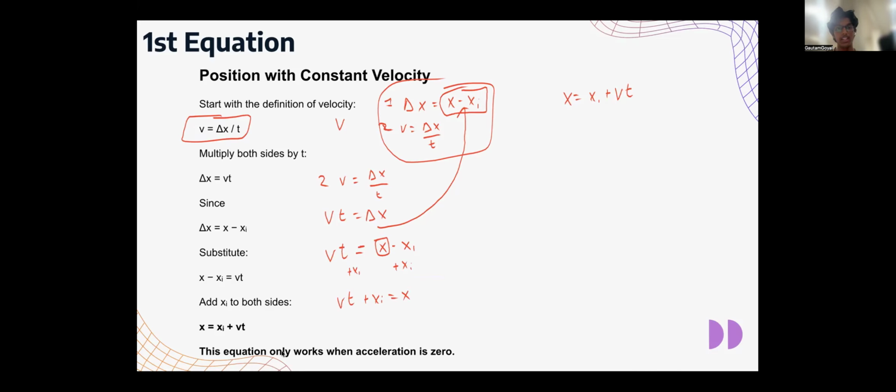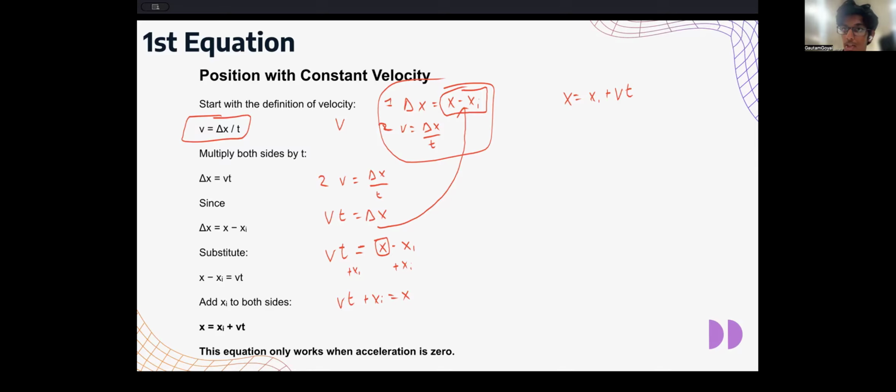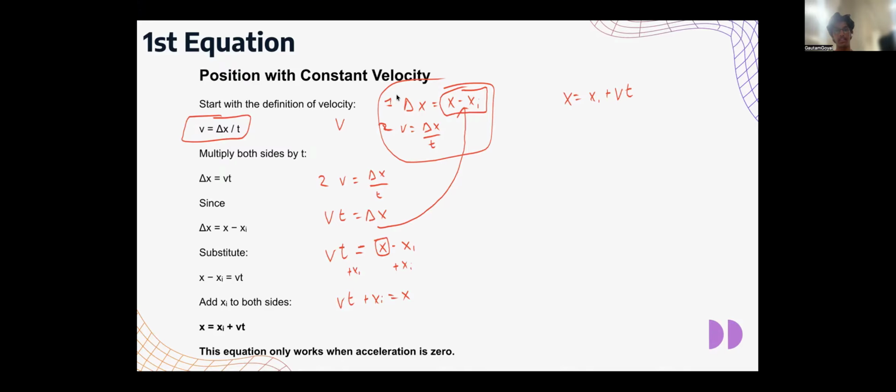Tell me if I went too fast there. I can cover this again. Does this kind of make sense to you guys? Feel free, if you need me to repeat it again, I'm more than happy to, right? Kind of, kind of. What part do you guys kind of not understand?